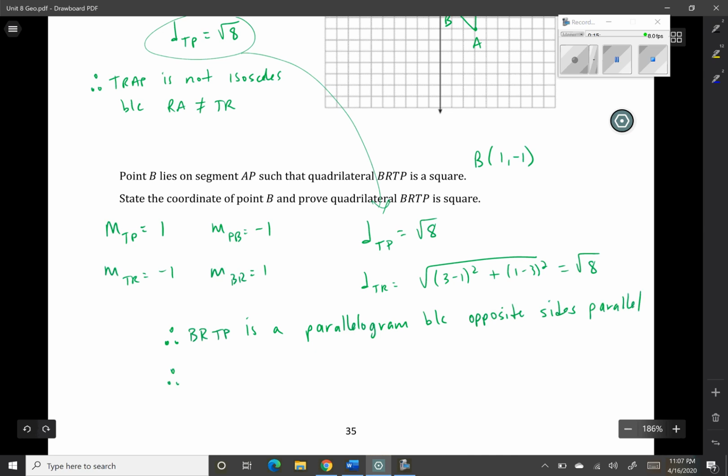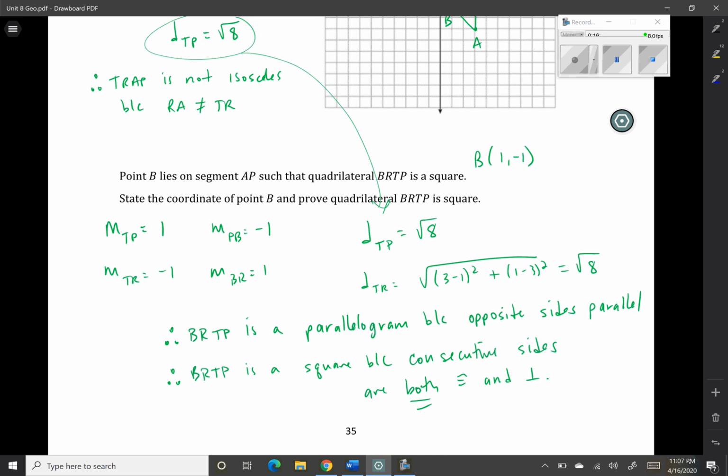Then I can say it's a square, and we'll use the two specific things that make it a square. So I'll say BRTP is a square because consecutive sides are both, to be a square, both of these things have to be true, congruent and perpendicular. Right, so to make something a square, the consecutive sides have to be both perpendicular and congruent. It has to be both.